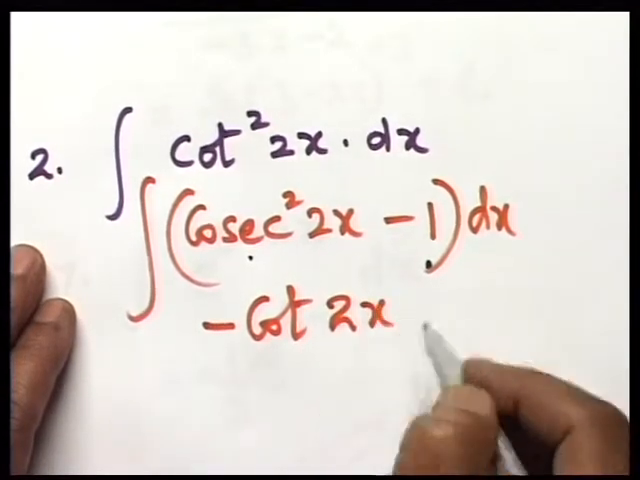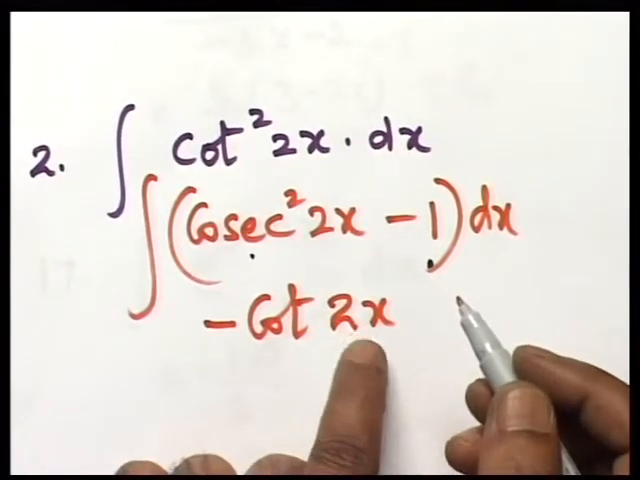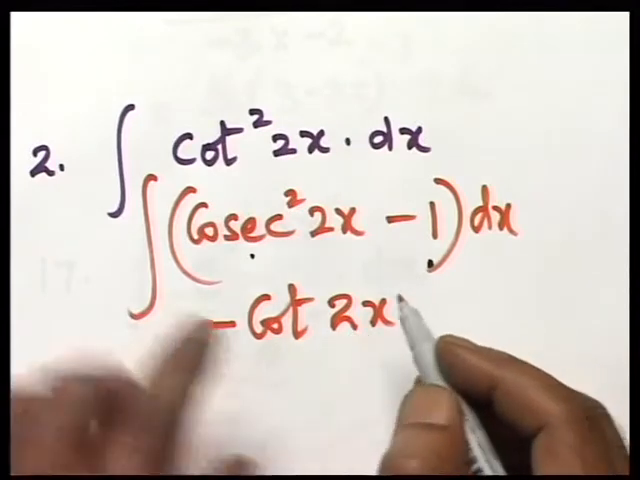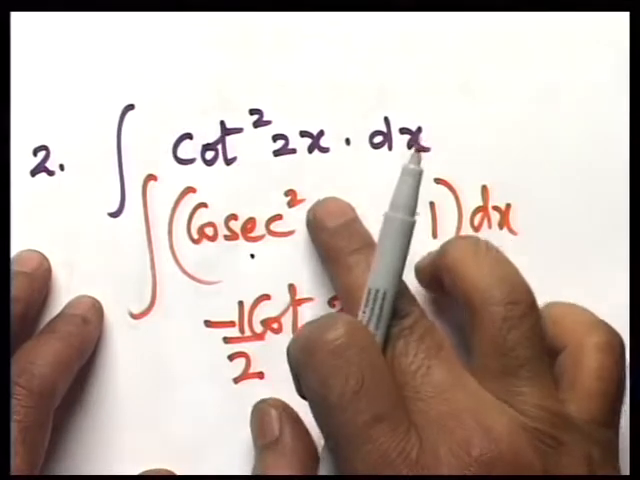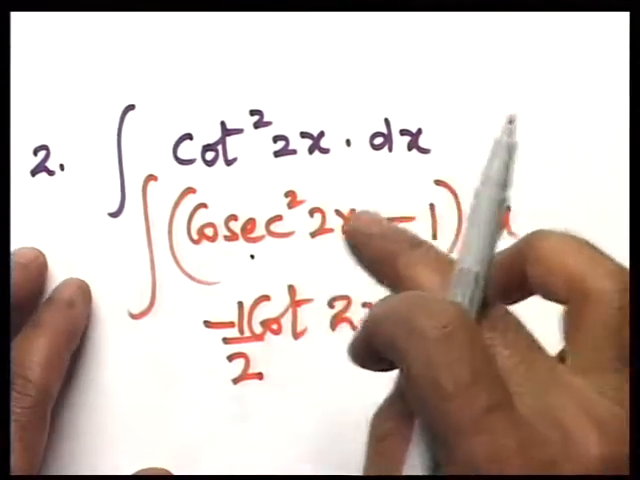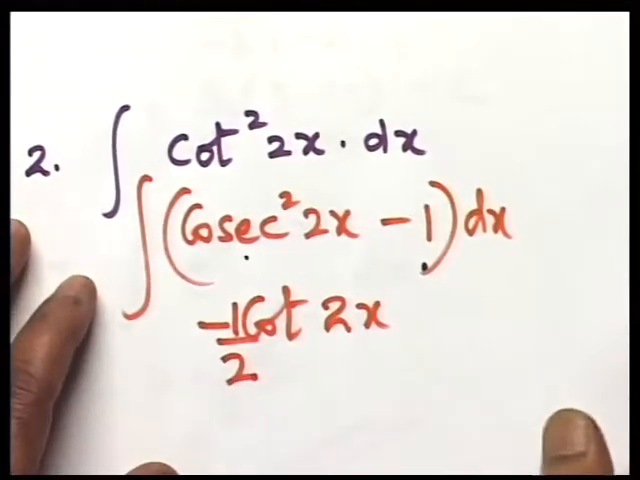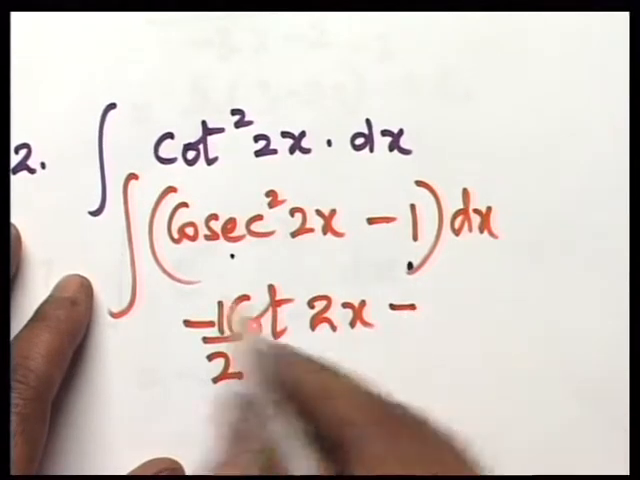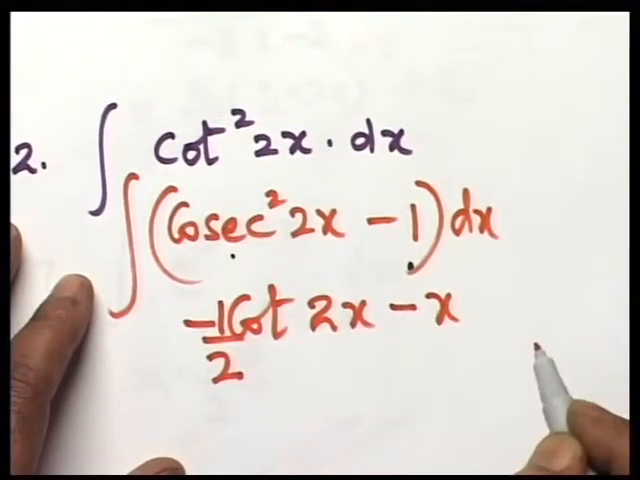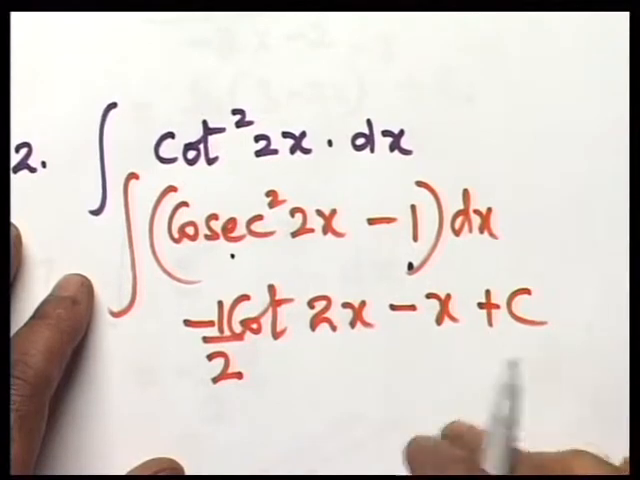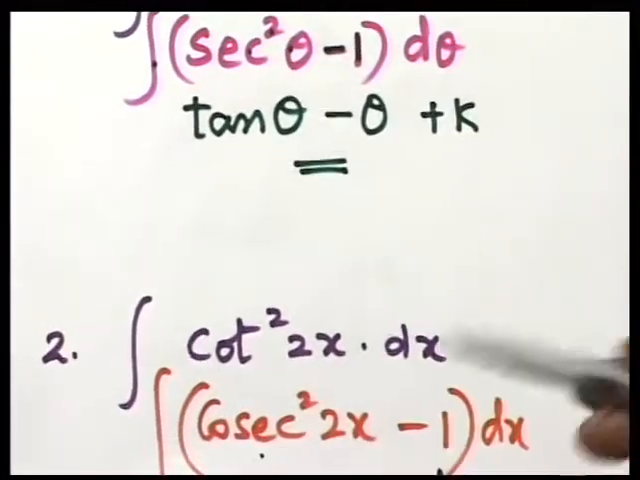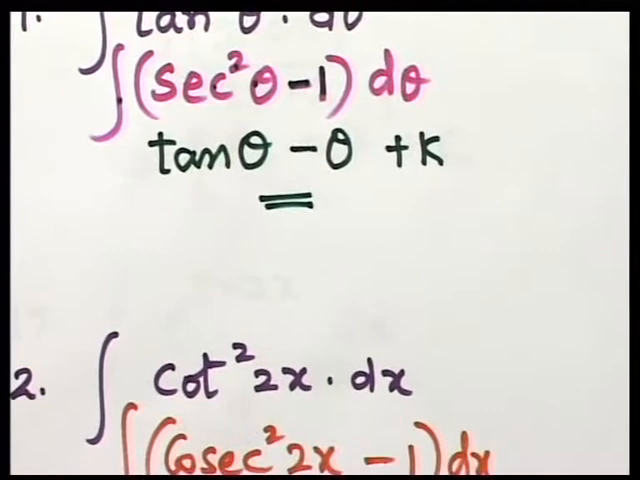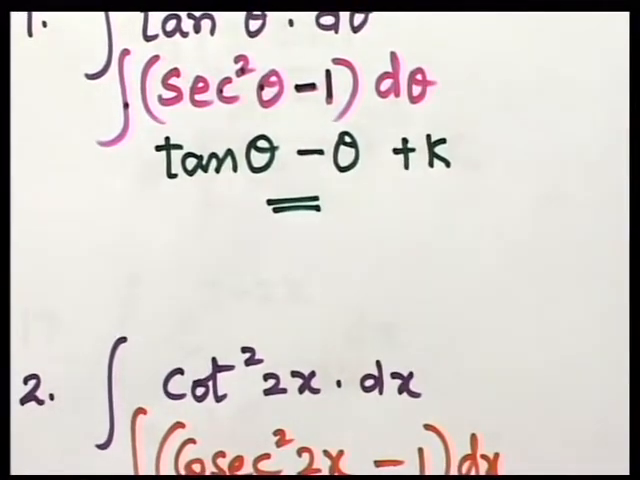Theta is a 2x. Differentiate, right? You get a 2, divide by 2. Very important. Because it's not just x, you are supposed to differentiate and use the reverse of the chain rule. Minus integration of 1 is x. That's all plus c. So the first two questions, not bad. We just used the basic three identities and we solved them.